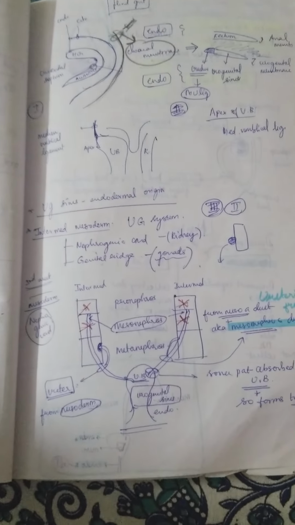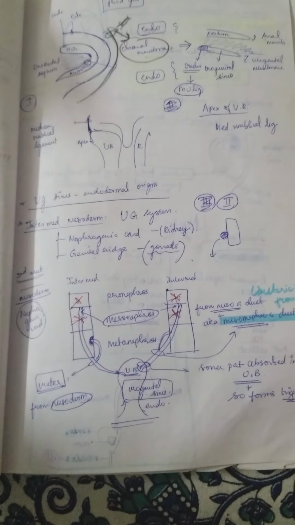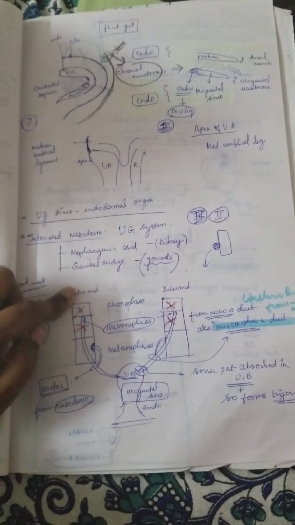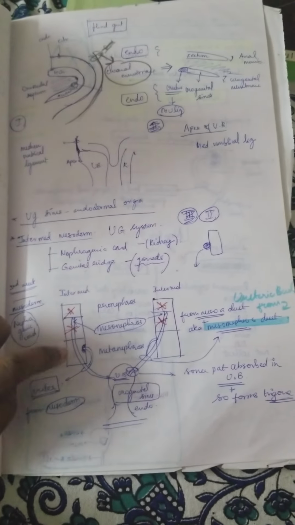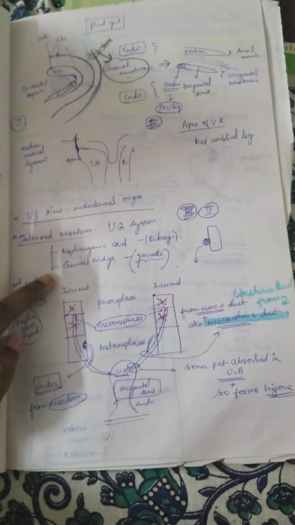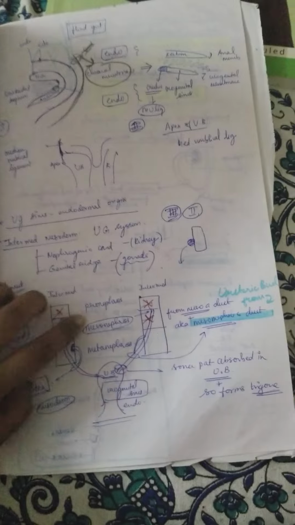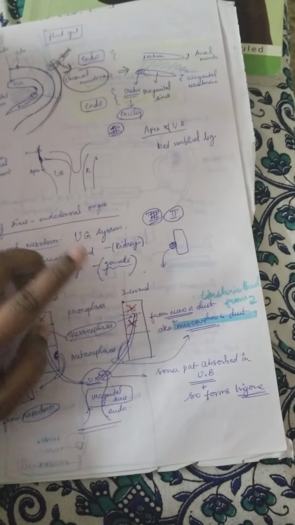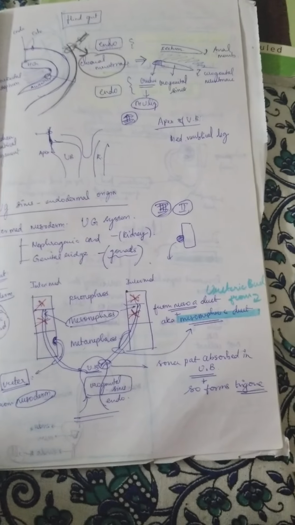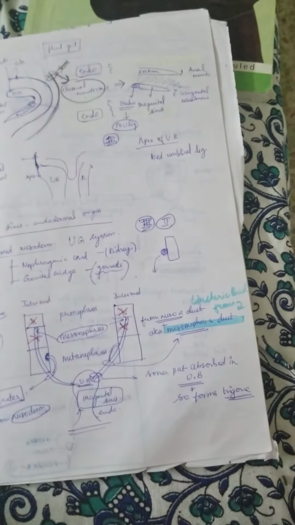Let's talk about the development of the kidney. The intermediate mesoderm is divided into pronephros, mesonephros, and metanephros. What happens is the pro and the meso will slowly degenerate. From the mesonephros, you'll get a mesonephric duct, or the Wolffian duct.